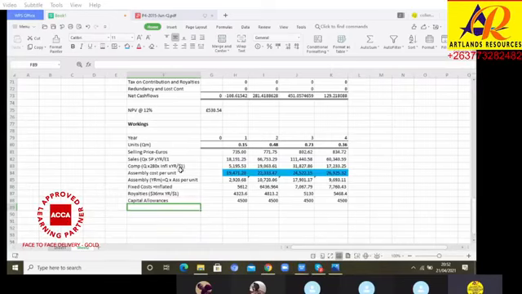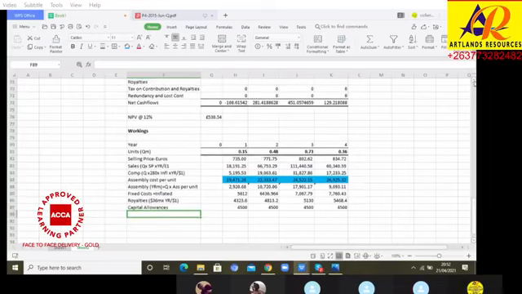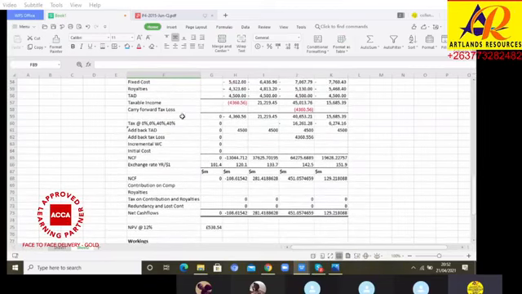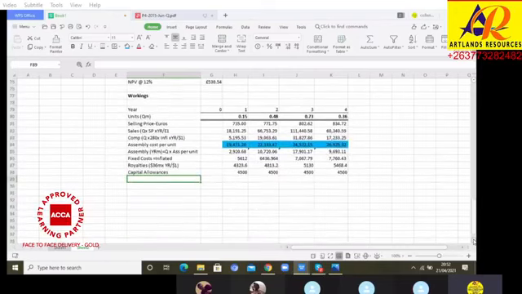Okay, so continuing with our calculations here, we were now on royalties. You continue doing it. We are now on incremental working capital. So that's how you do it. You say incremental working capital.